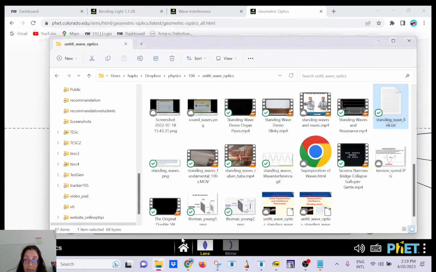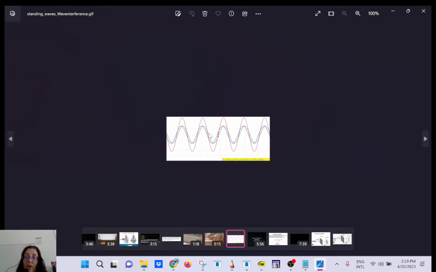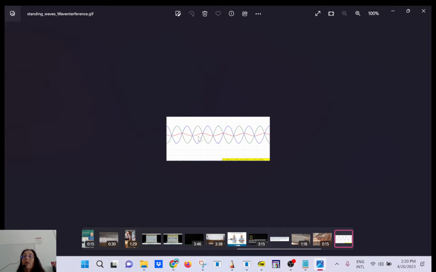So I have another harp here. You have the green one coming in, the blue one being reflected. They're going to interfere with each other, and you have a standing wave. What does standing mean? It seems to not go anywhere. It's just not moving, right? It's going up and then down. These are called nodes, and these are anti-nodes here.